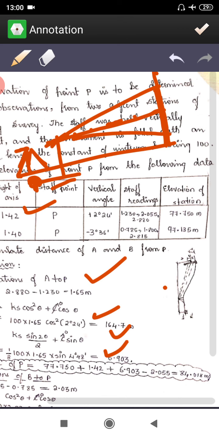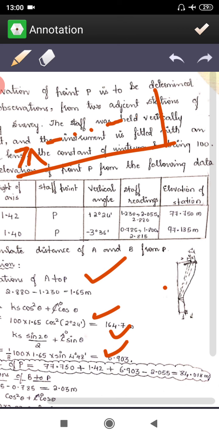Then what you are supposed to do is, where V is this, means inclination to the line of collimation. Your inclination to the line of collimation is your V. I'll try to draw that so that you can easily understand it. It is a very important thing.